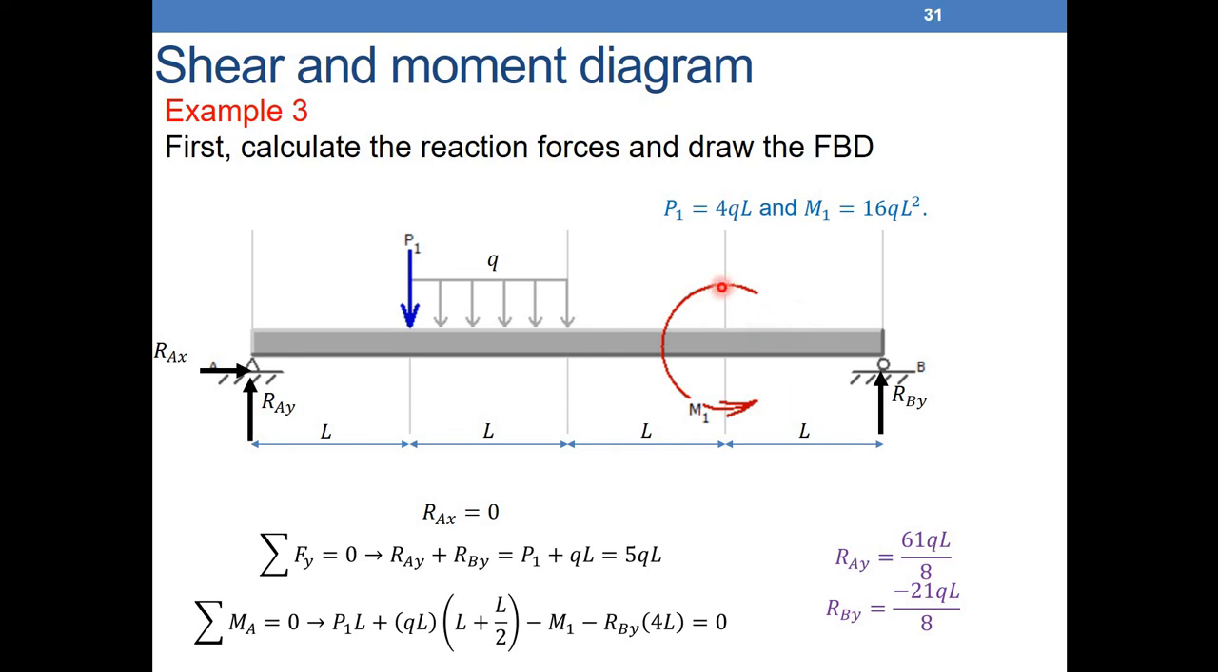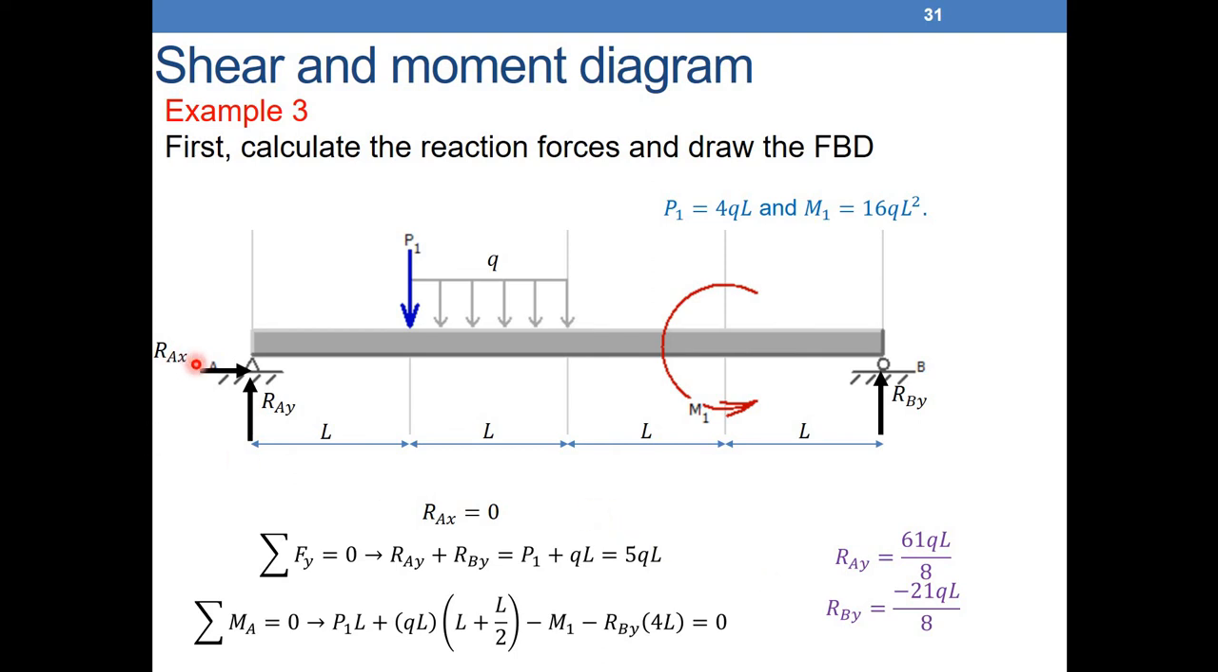This is very important. When we say sum of force equal to 0, we apply the force everywhere. So even when I am taking the moment around A, if I have a moment here or a moment here, I need to include it in the sum of moments around A. Now, as if the problem wasn't complicated enough, look at these values: 61 over 8 QL, minus 21 over 8 QL. Okay, let's continue with these values, even if they are a little bit complicated.